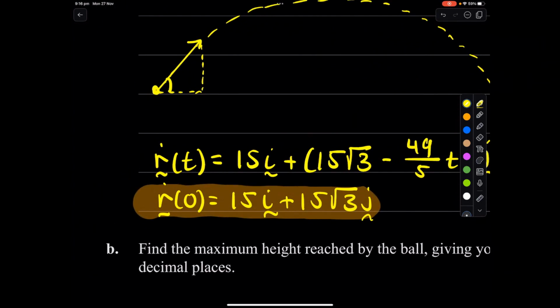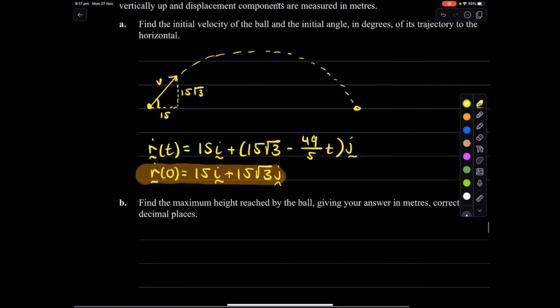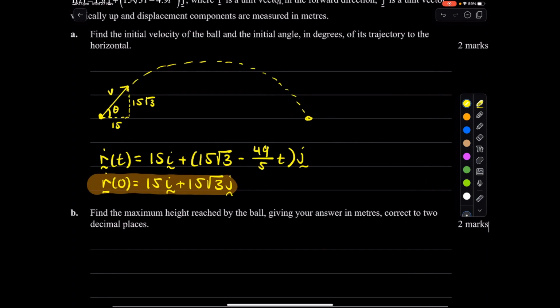If we break down this velocity, the horizontal velocity is 15 from this question, so that's 15 over here, and 15 root 3. So to find this theta, theta is just going to be the tan inverse of root 3, because 15 root 3 divided by 15 is just root 3, which is, in this case, pi on 3.